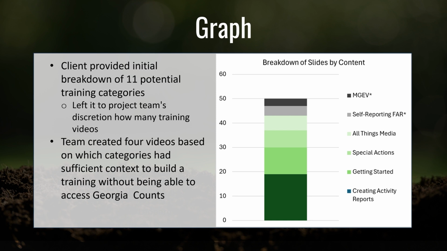How do we piece these groups together to make a 3 to 5 minute segment? If it needed to be 6 videos, that's what it would have been, but we think 4 training videos hit all of the instructional topics and learning objectives that were provided to us by the client. And this graph just shows a breakdown of slides by content. So all things media, special actions, getting started, creating activity reports, self-reporting, which is all in the video.